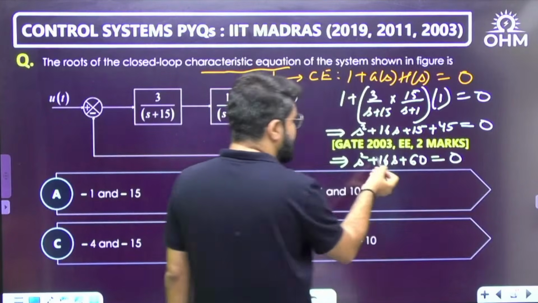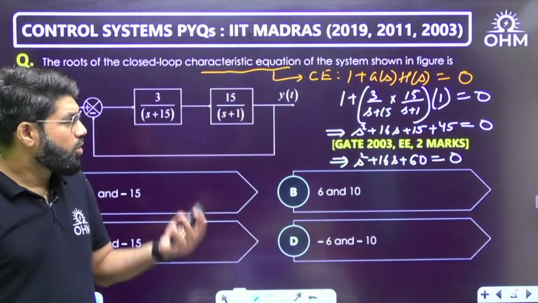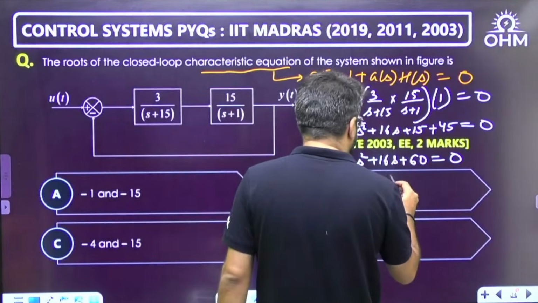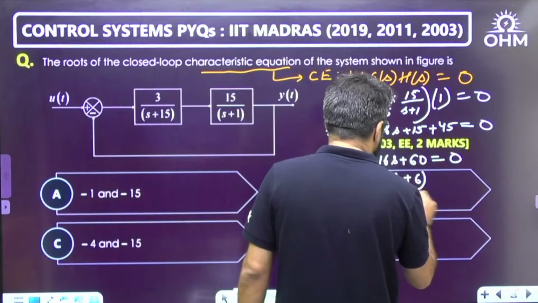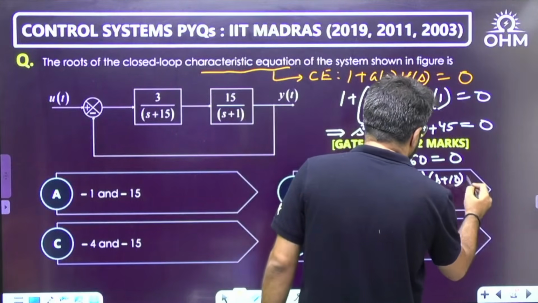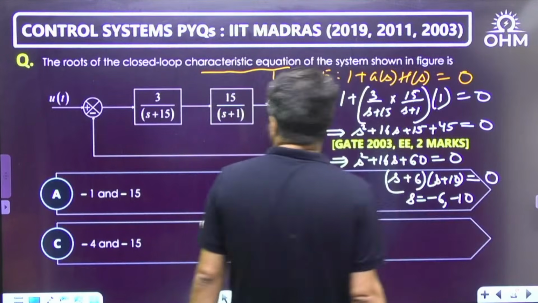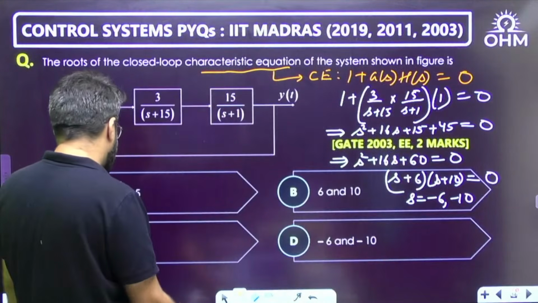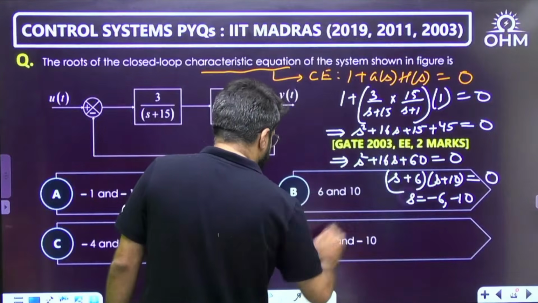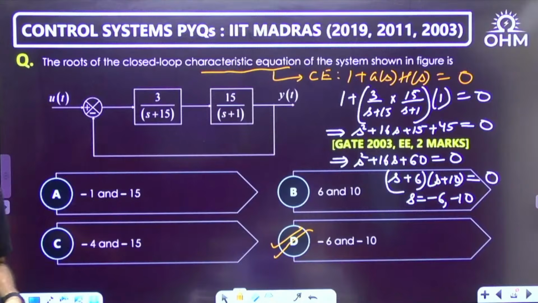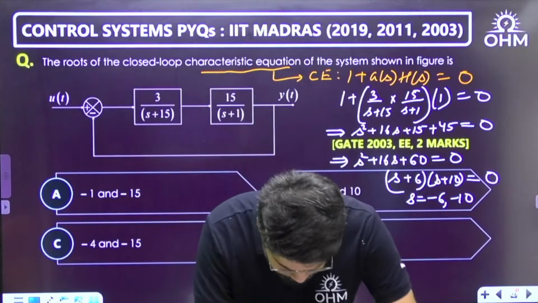Simple factors: product 60, sum is 16. So 6 and 10. Very easy guess, no need to apply the formula. It is factorized as S plus 6, S plus 10 equal to 0. So what are the roots of this characteristic equation? Minus 6 and minus 10. Option number D. Easy one.